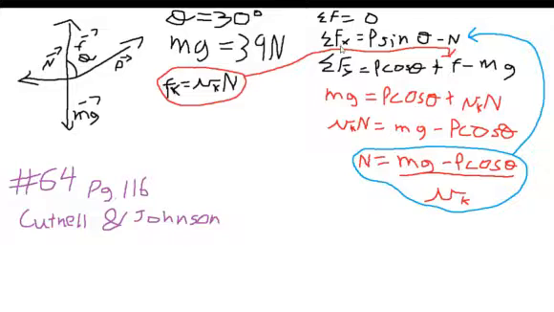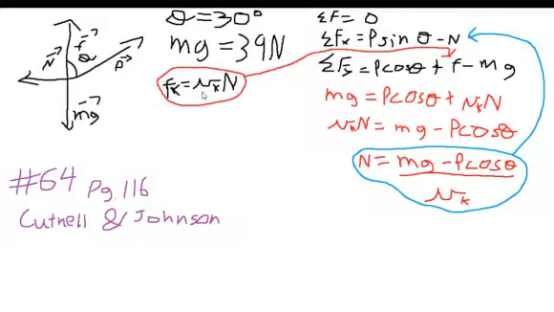Sum of the forces in x equals P sine theta, opposite, minus N. Sum of the forces in y equals P cosine theta, adjacent, plus friction minus mg. Okay, then we get this.